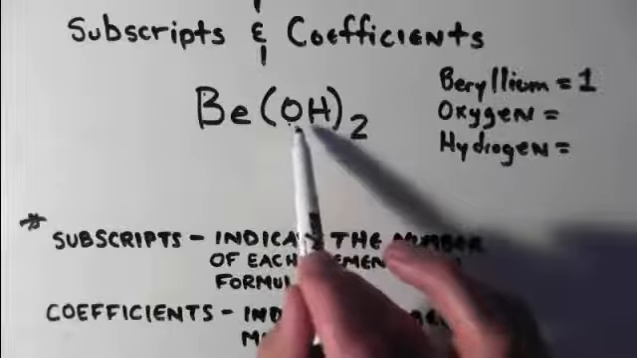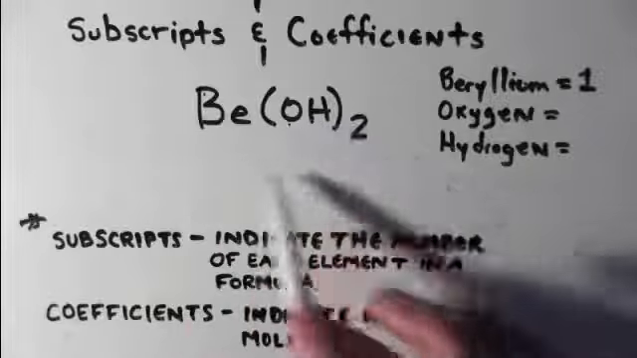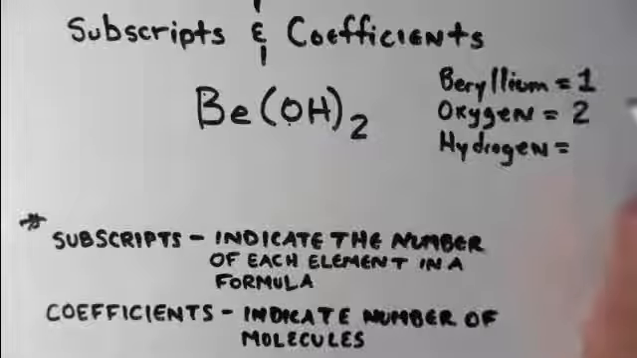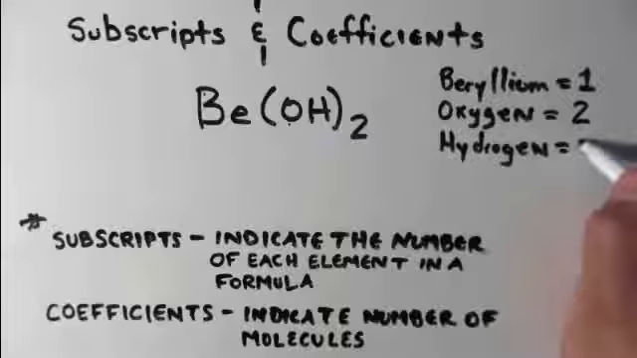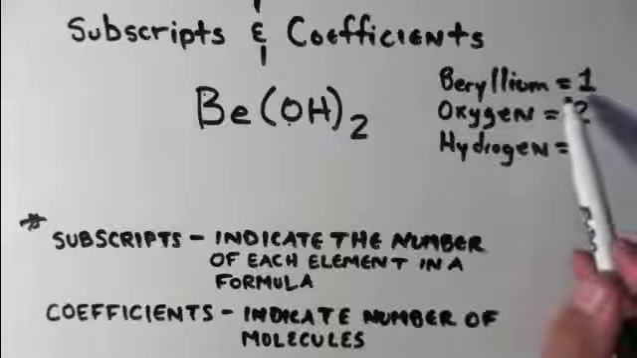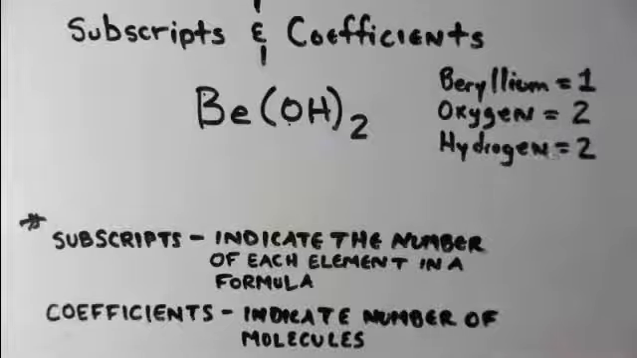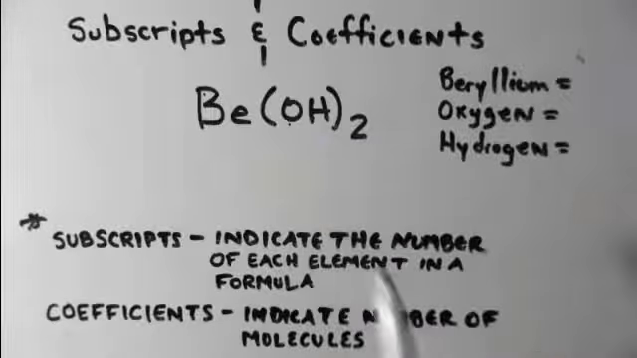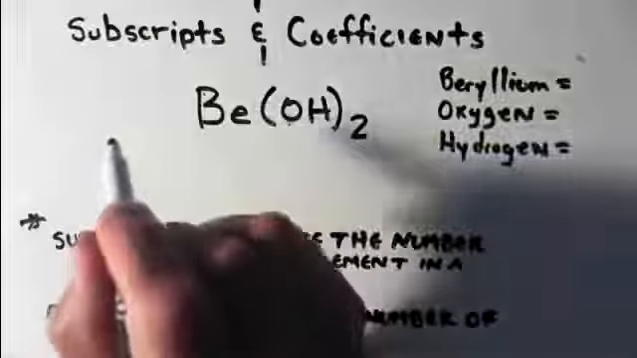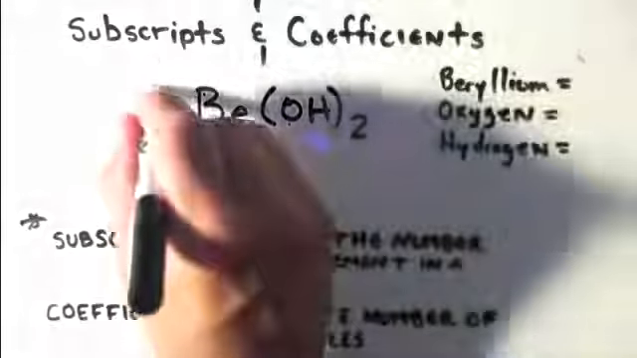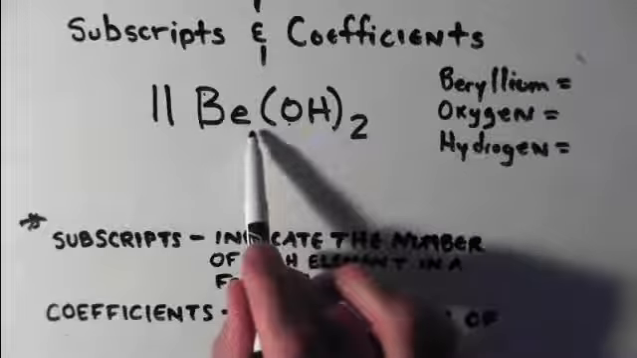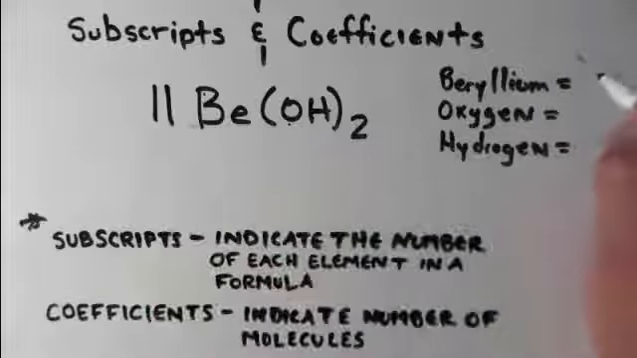So when looking at the total number of oxygen and hydrogen in a formula of beryllium hydroxide, it's 1 times 2 oxygen and 1 times 2 hydrogen. So beryllium's 1, oxygen's 2, hydrogen's 2. Now let's add a coefficient. Increase the number of this molecule to, we'll say, 11. How many beryllium do I have? The subscript is 1, so 11 times 1 is 11 beryllium atoms.